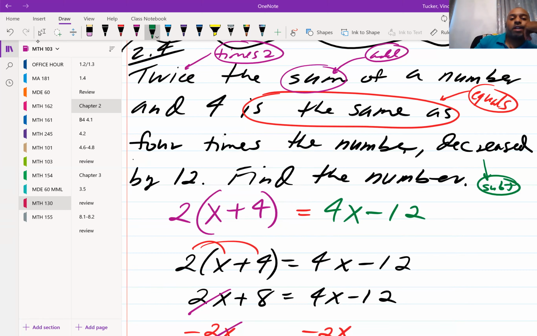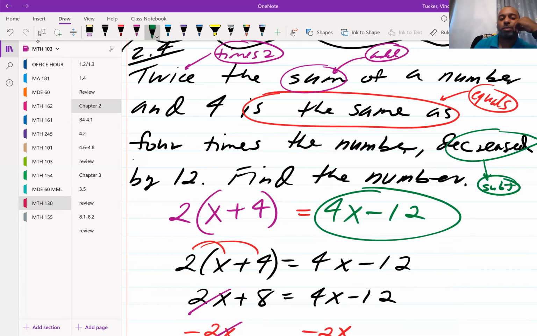And then for the right side of our equal sign, it says 4 times the number. So that is 4x. And then decreased by 12. Decrease means subtraction. So that's why we have 4x minus 12. All right. Questions on the setup before we go ahead and solve?